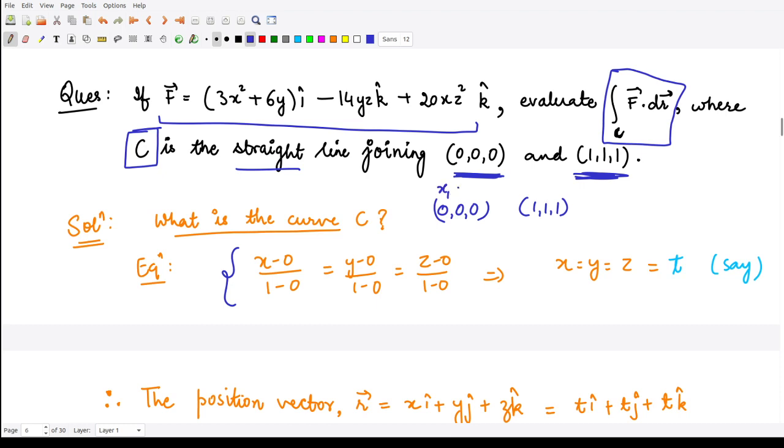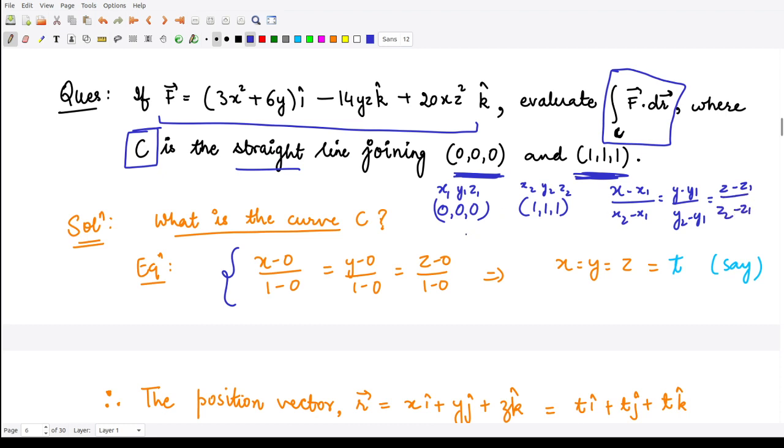Suppose this is x1, y1, z1, and for point 2 this is x2, y2 and z2. So the general equation of a straight line is (x minus x1) upon (x2 minus x1), that is equal to (y minus y1) upon (y2 minus y1), that is equal to (z minus z1) upon (z2 minus z1). So this is the equation of a straight line.